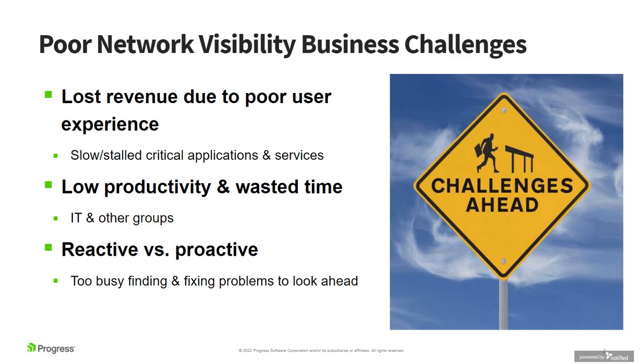So let's take a look at why you care about network observability or visibility or monitoring. I'm going to be using those terms somewhat interchangeably throughout this presentation because they all kind of boil down to the same thing. It's one thing for the IT team, and we'll talk about their concerns in just a second, but why is network visibility important to the business, and what kind of challenges is the business going to face if they don't have decent network visibility?